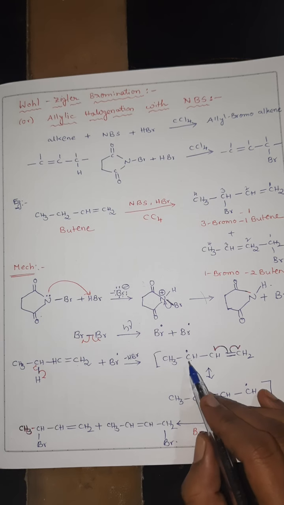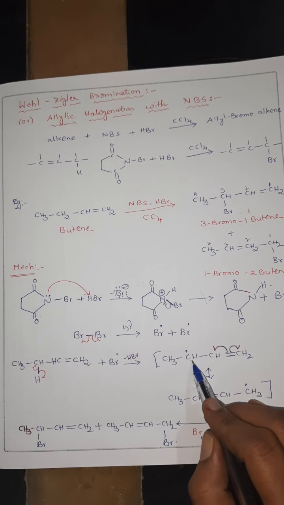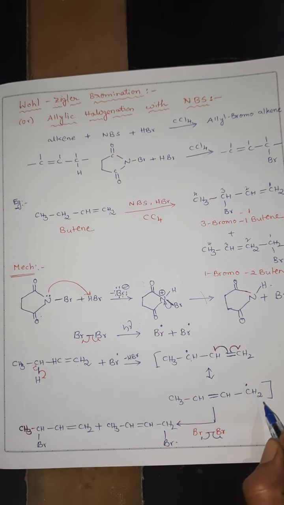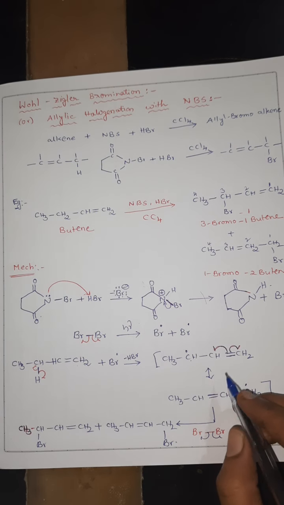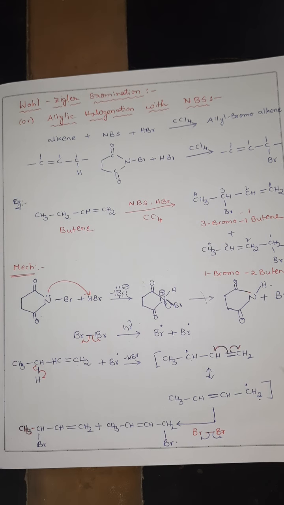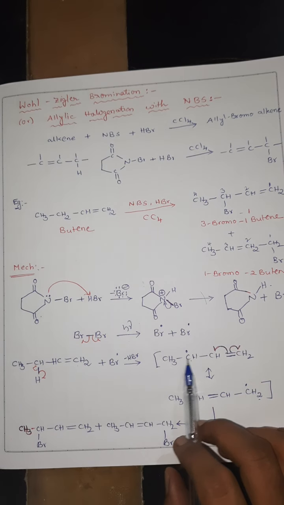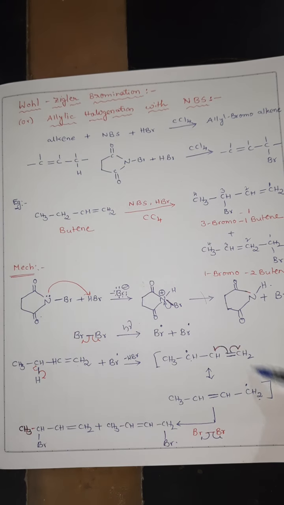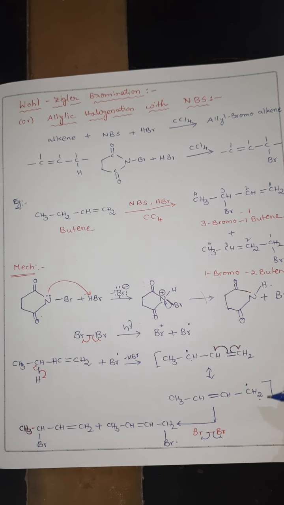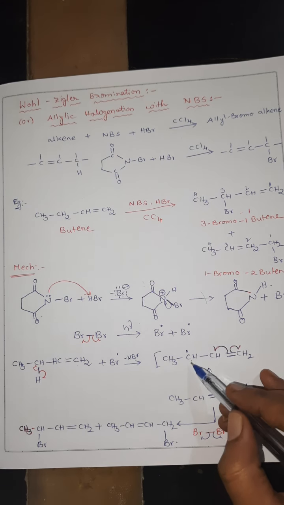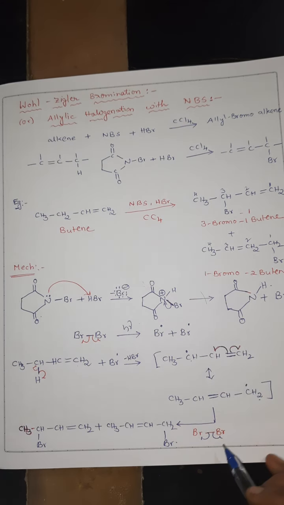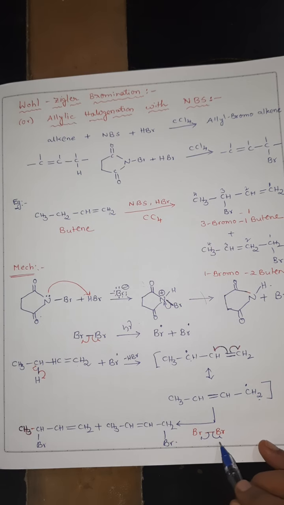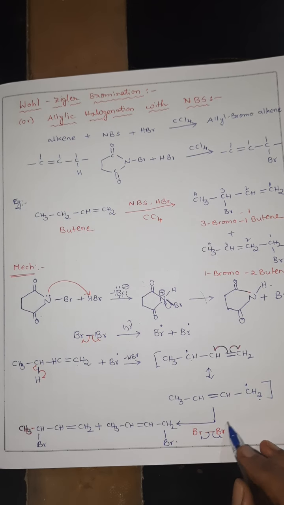So the free radical at the third position is rearranged to a free radical at the first position by resonance structures. We know that wherever resonance structures are possible, the species is more stable. So the free radical formed from the alkene is stabilized by resonance structures. Then this carbon free radical homolytically cleaves another bromine molecule.